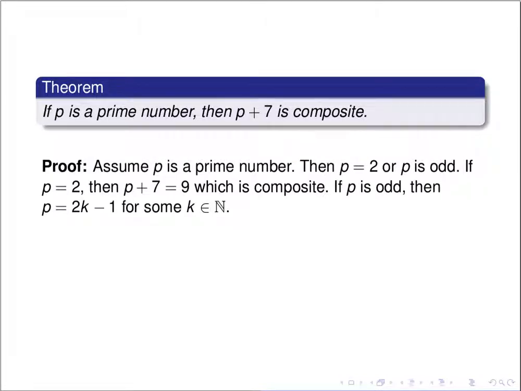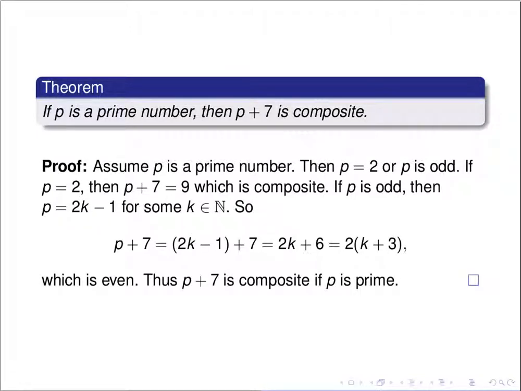On the other hand, if p is odd, then p is equal to 2 times k minus 1 for some natural number k. If we add 7 to that, p plus 7 becomes 2k plus 6. We can factor out a 2, and then it's 2 times some natural number. So p plus 7 is 2 times another natural number, so it's even. And even numbers other than 2 are composite, so we conclude that p plus 7 is composite if the number p is prime.